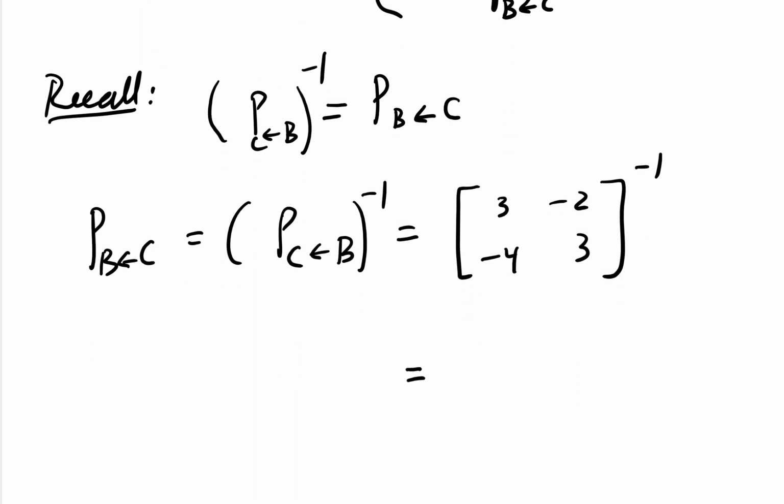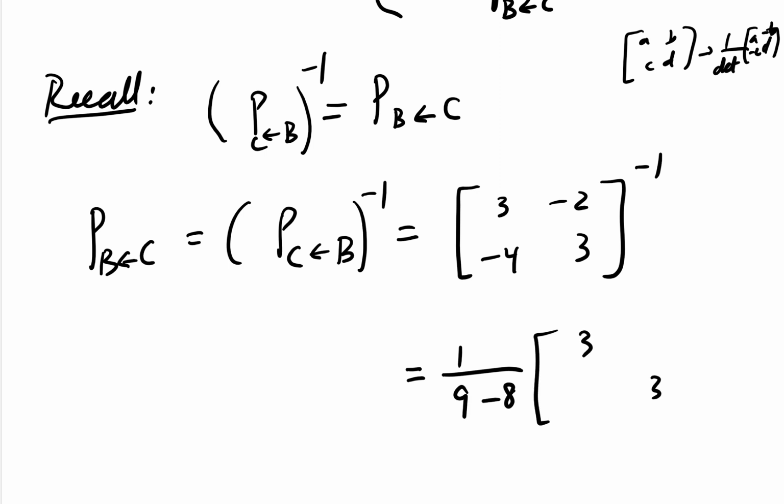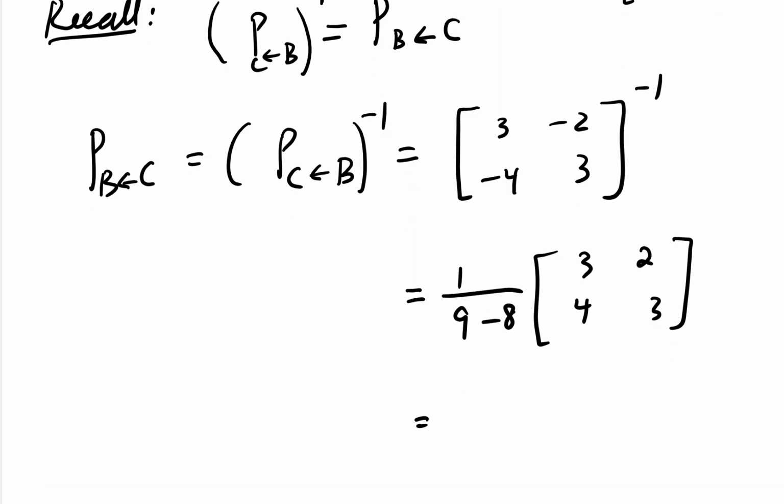How do you find the inverse of a 2 by 2 matrix? If you remember, if you have a, b, c, d, the inverse is 1 over its determinant times you swap a and d and change the signs of b and c. So it's going to be 1 over 3 times 3, 9, minus 8. And we swap 3 and 3 and switch the signs.